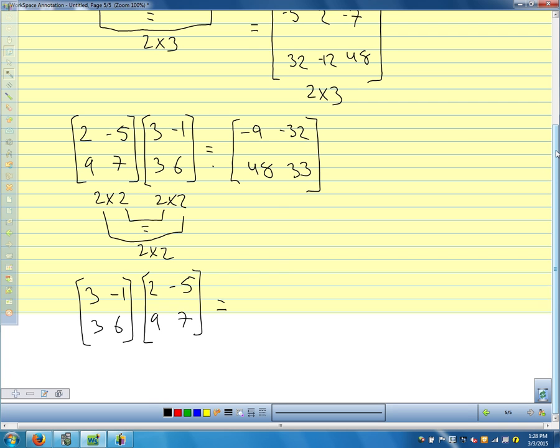So you should have gotten, when you multiply these out, negative 3, negative 22, 60, and 27. All right, so when we compare these two, what do we see? A times B is not the same as B times A. When I change the order of multiplication, the answer is different.